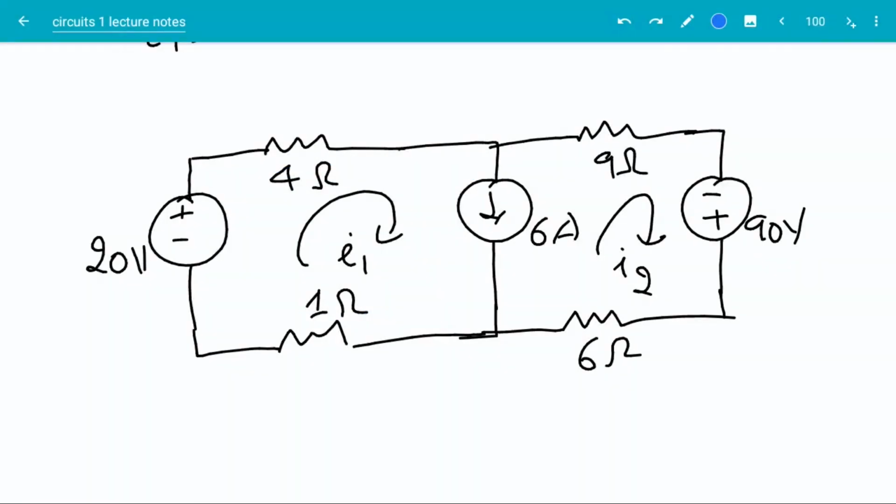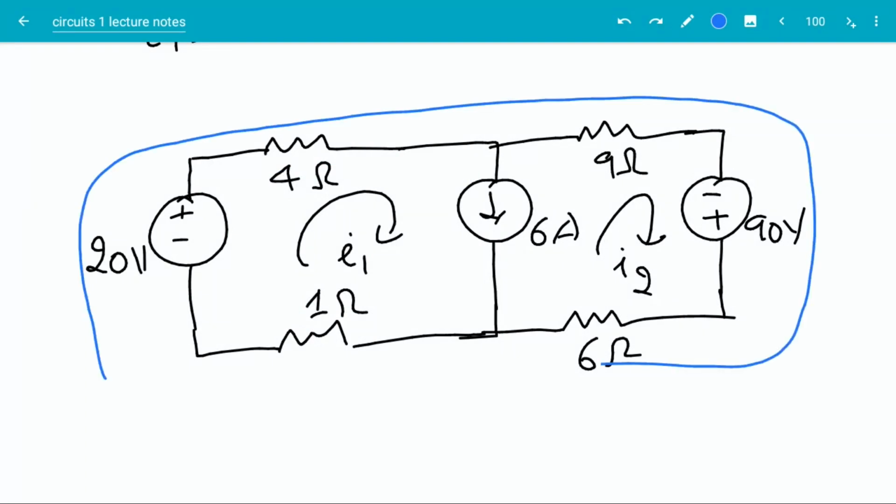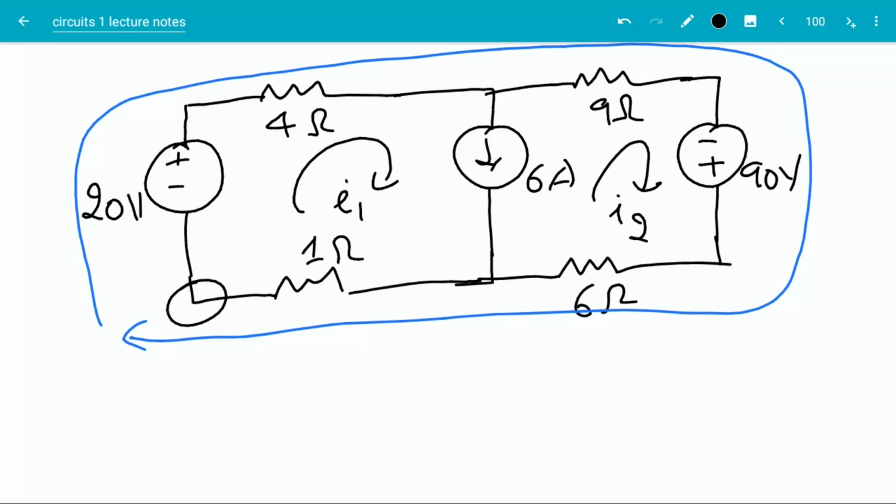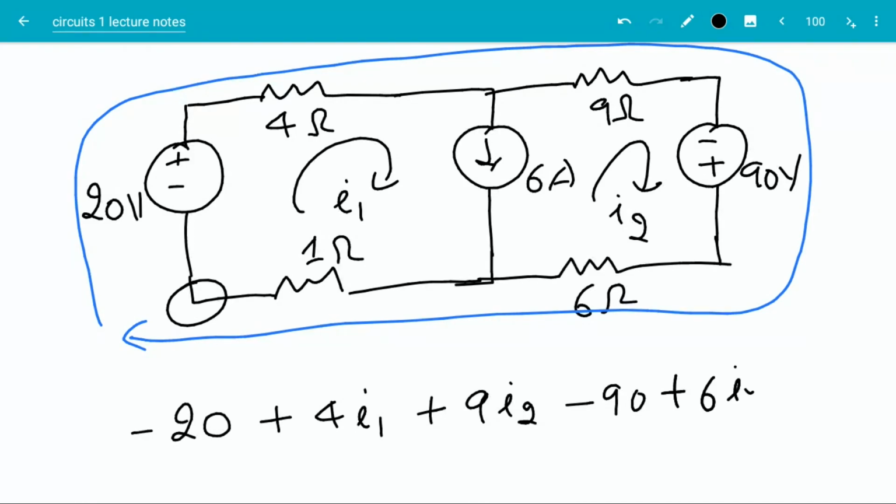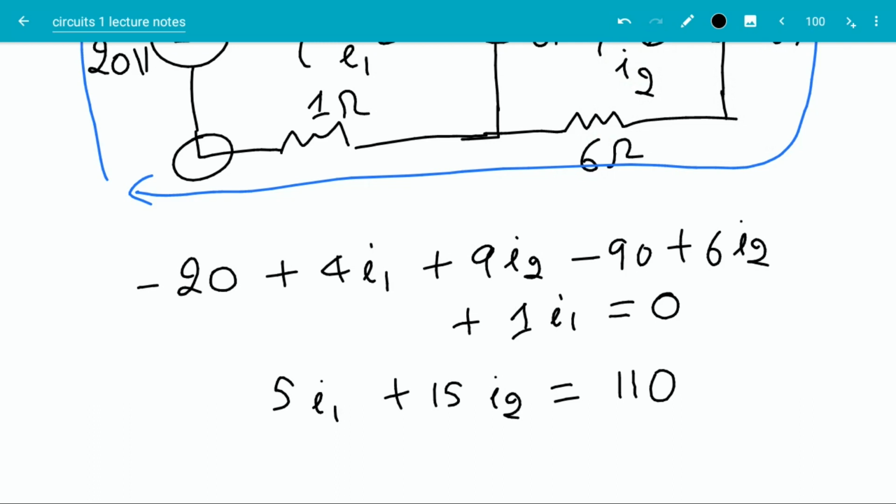So why don't we pick a loop which doesn't have a current source in order to write a KVL equation? For example, I could have picked a loop like this. So let's do it. We'll start and end at that point going clockwise. Going up, I have a voltage increase of 20 plus 4 times I1 plus 9 times I2, a voltage increase of 90 plus 6 times I2 plus 1 times I1 is equal to 0. Simplifying, I get this equation.